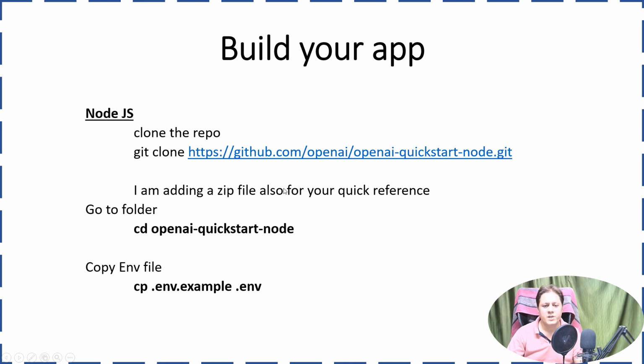That's it. After extracting, you need to go to the folder, this one, OpenAI Quick Start Node. You see here, I have mentioned the command also. After that, there is an env.example file already there, and you need to copy it to .env. You can copy it using the command line, or you can copy it manually, whatever way you want. But we need this file because it is very important. It will keep your API key over there.